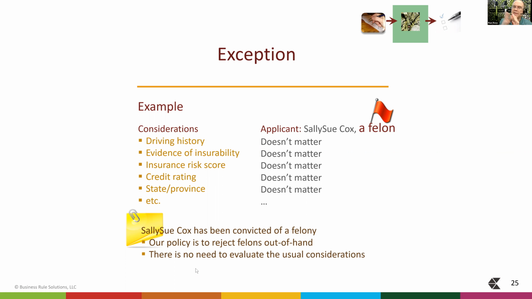There's no need to look at all the usual considerations because they just don't matter: driving history, evidence of insurability, insurance risk score, credit rating. And as Jacob was talking about, if you wanted to minimize cost, maybe going and getting a credit rating is expensive. If you looked at this exception issue, this criminal history thing, and you found out this first, you wouldn't need to do anything else because you can reject this application out of hand because as a matter of policy, you're just not going to accept her.